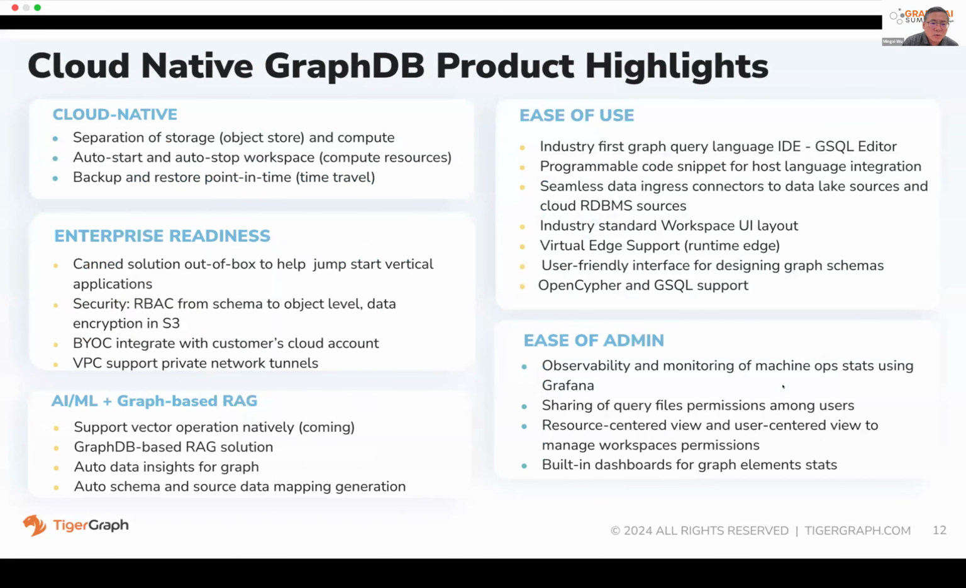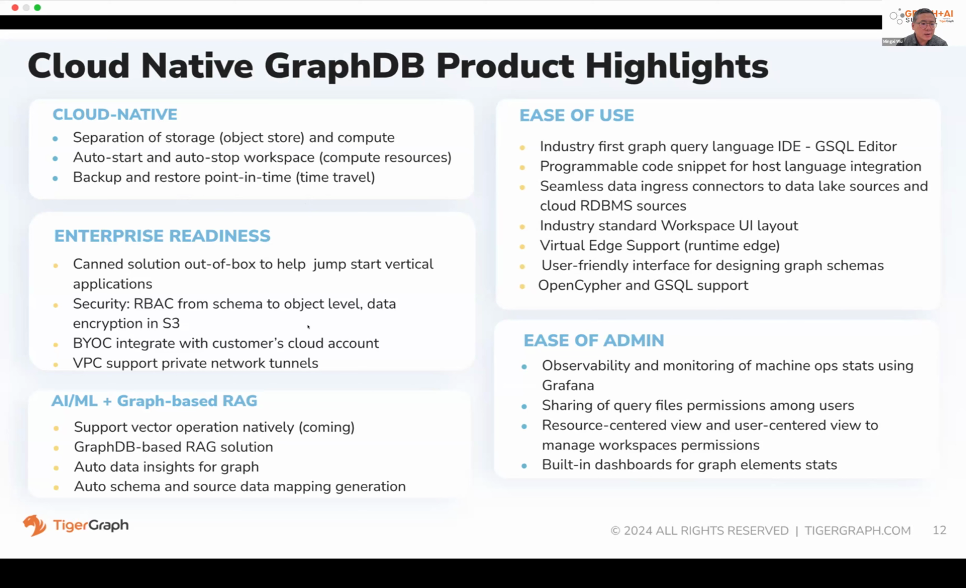And here are more highlights of the cloud native GraphDB architecture. Cloud native mainly means separation of storage and compute, so that you have the flexibility to scale your compute independently from your storage. And auto start and auto stop will save your costs on the cloud. And backup and restore to a point in time allow you to have time travel capability over your data state.